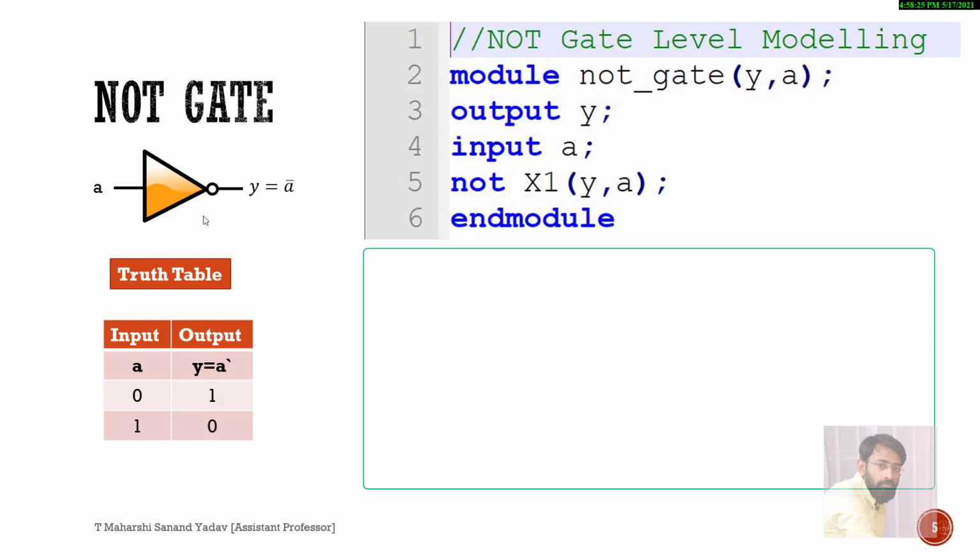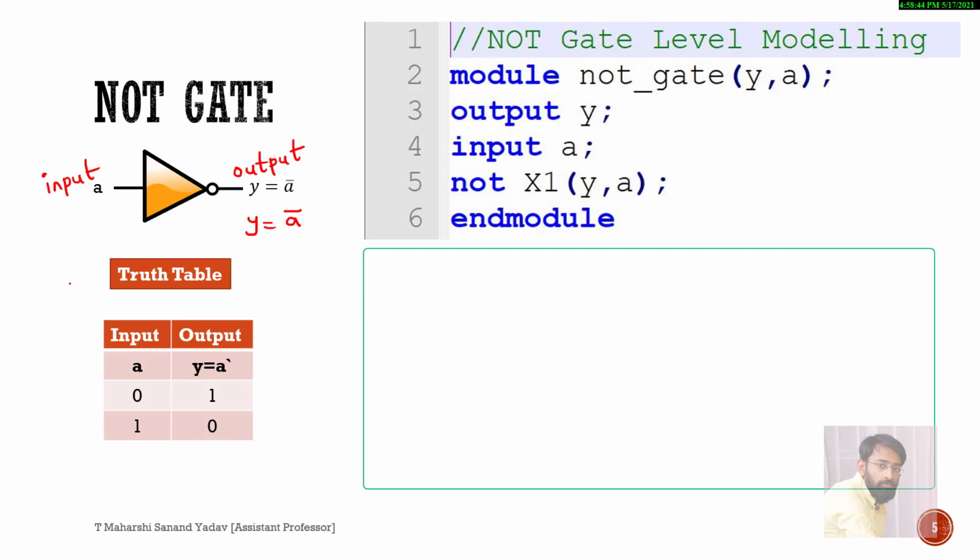So NOT gate, this is the symbol for a NOT gate, and it has one input which is A and one output which is Y. NOT is nothing but complement of input, so that's why Y is equal to A bar. So simply it will do the complement of input.